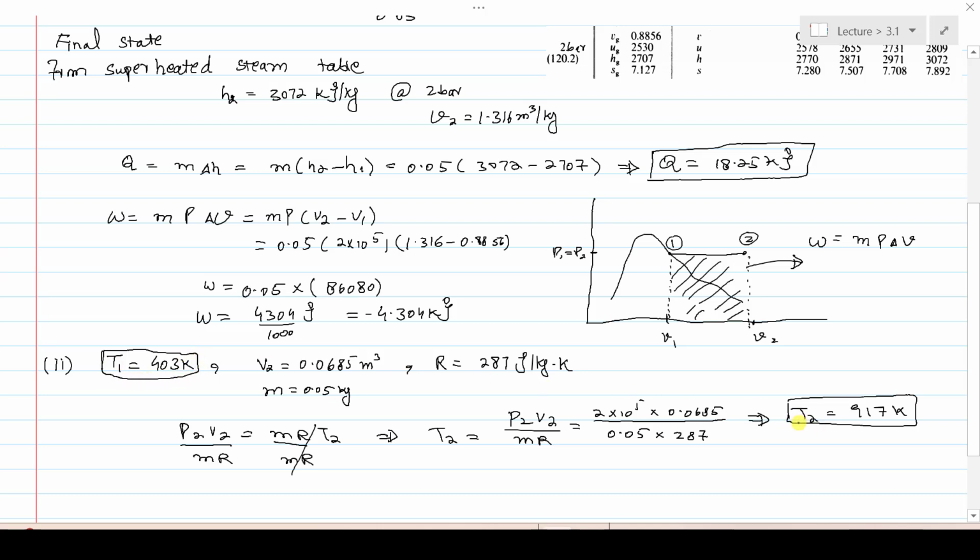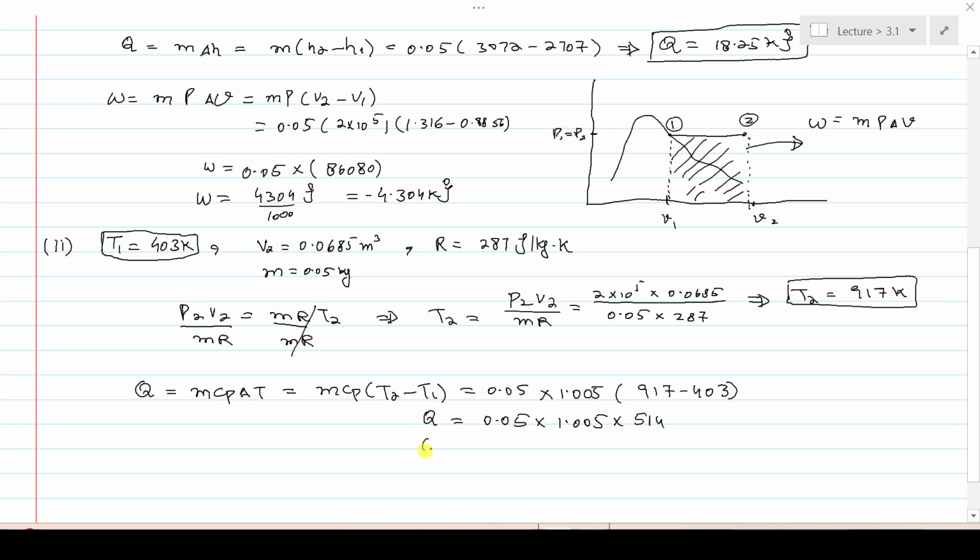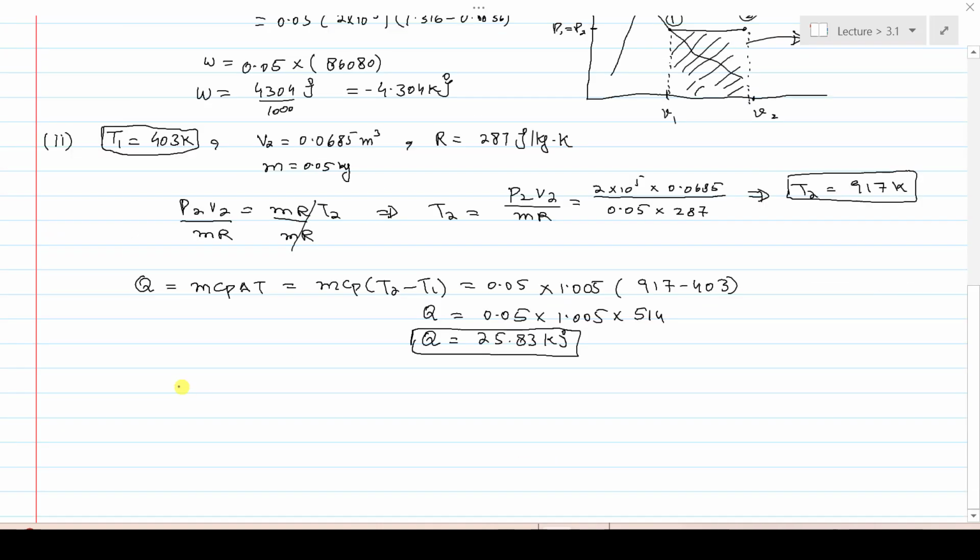Then we can easily calculate the heat supplied to the working fluid air, and the work done by the air. So Q is equal to m Cp delta T. Cp is constant. Now just simply enter the values. Cp is 1.005. Change in temperature is 917 minus 403. Now just simply multiply this, and you will get the heat supplied to the working fluid air, that is 25.83 kilojoule.